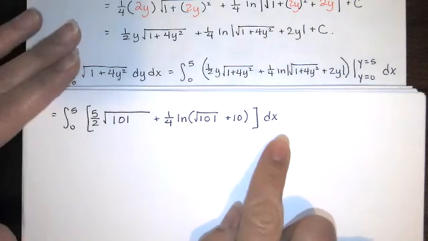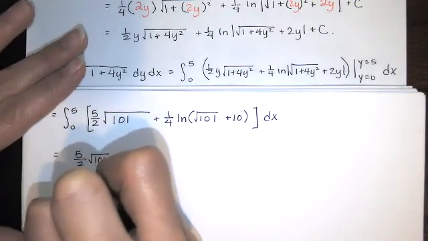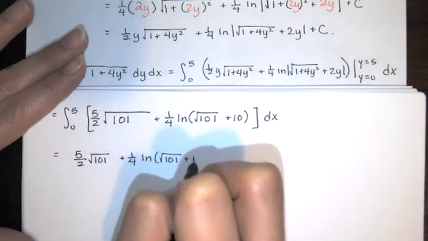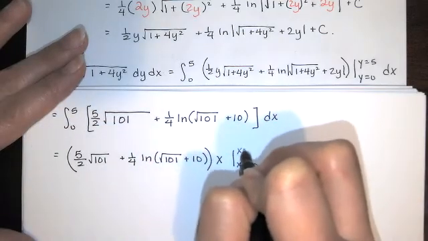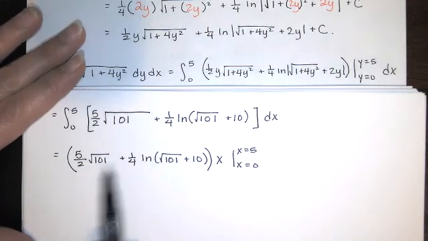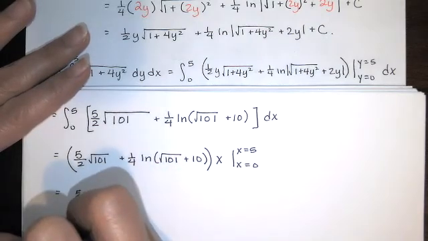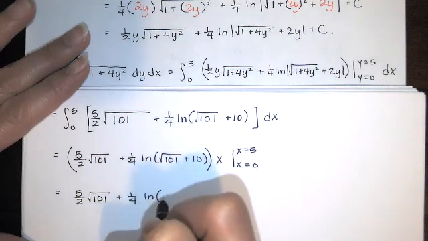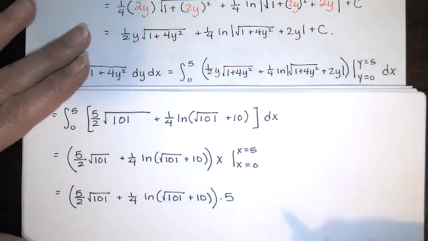That's a number. We're anti-differentiating with respect to x. So we just get that number times x, evaluated from x equals 0 to x equals 5. When x equals 5, we get this times 5. When x equals 0, we get that times 0, which is nothing. So we'll end up with this expression times 5.